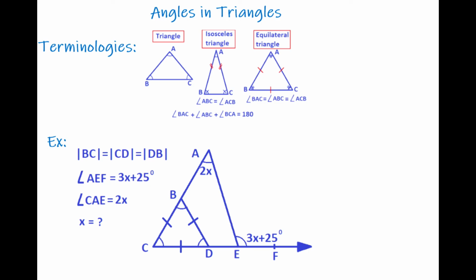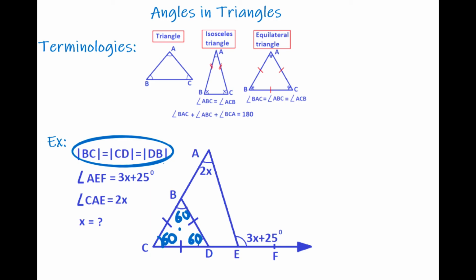Okay guys, this is our last question, and in this question we are given that BC is equal to CD and there is also DB. In other words, the smaller triangle, which is this triangle, is an equilateral triangle. That is what we infer from this expression. And in an equilateral triangle, the interior angles are equal to each other. In other words, the interior angles are 60 degrees, guys.